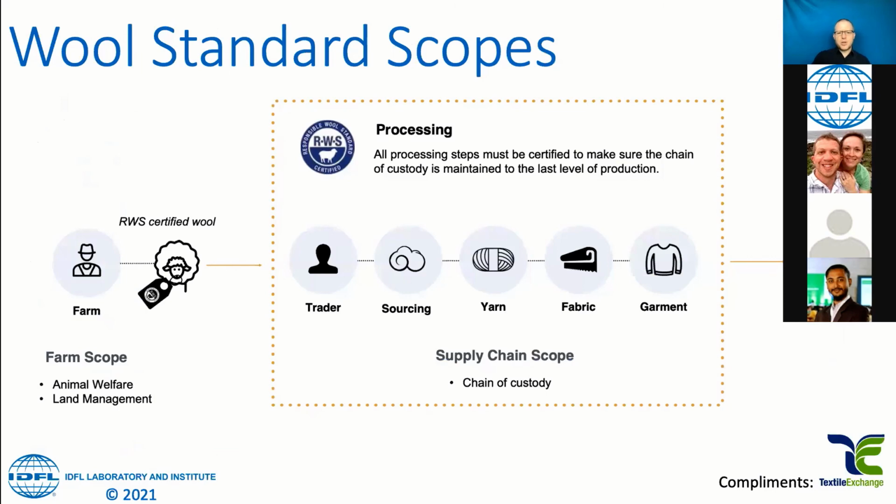The wool standard scope actually begins at the farmer. As soon as the wool has been shorn, that material is certified to RWS, as long as the farm and the shearing process are all RWS certified. And then that material is basically tracked throughout the rest of the supply chain.